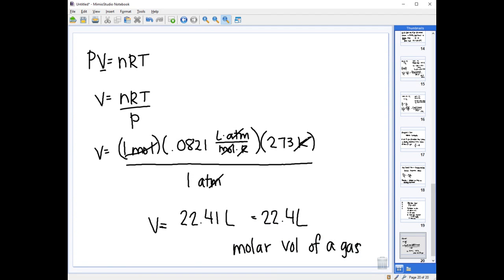Okay. And we can use that in stoichiometric calculations. Just like we did with molar mass, we can use molar volume of a gas. But again, we're talking here of a gas. This only works on gases. Okay? Only works on gases.